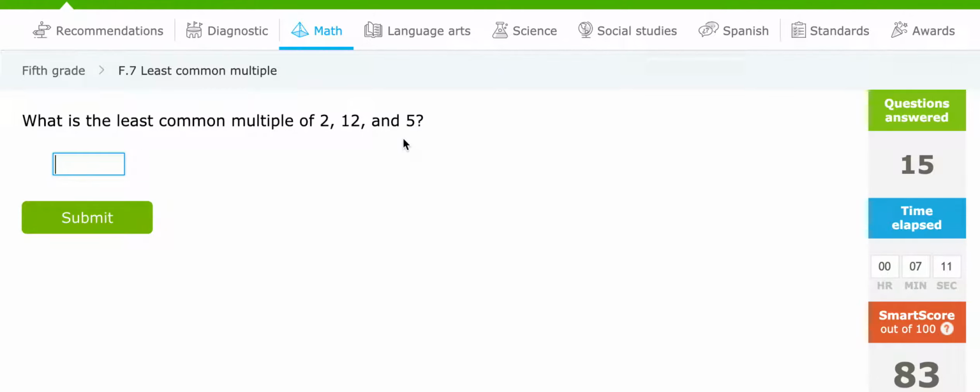In the future, we can begin to go faster, right? And this is just recognition that 12 is going to be including all the needs of 2. So we just have to worry about 12 and 5 together, and that's going to be 60, right? 2 2's, 1 3, 1 5.